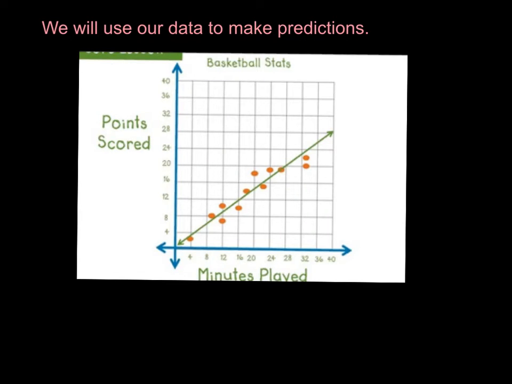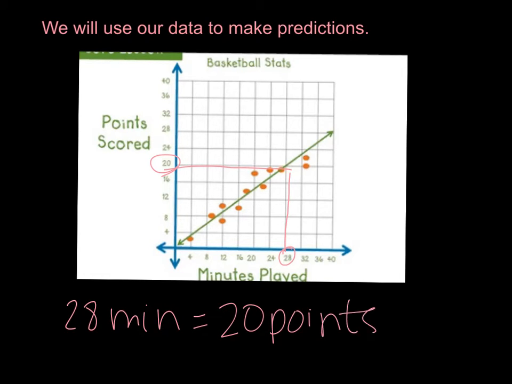Okay, so say I drew the best fit line and I want to know how many points I scored if I played 28 minutes. I want to predict how many points I scored for 28 minutes of playing, right? So this is playing time. I go to 28 minutes of playing time and I look at the corresponding Y value, which is 20 points. So I would score about 20 points, using my best fit line, if I played 28 minutes, right?